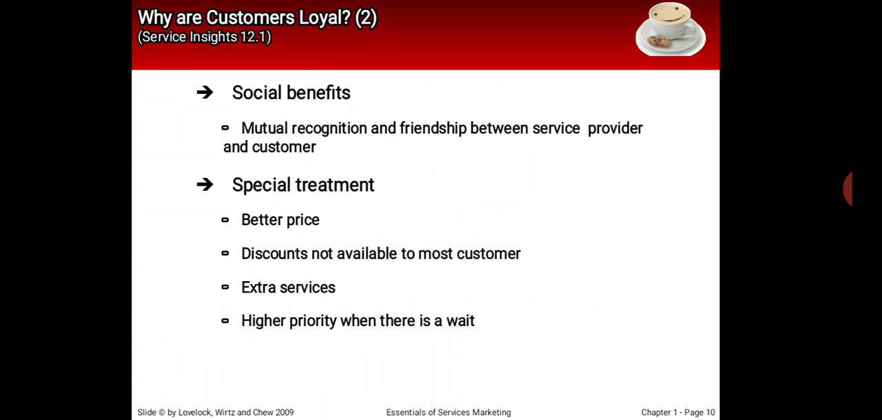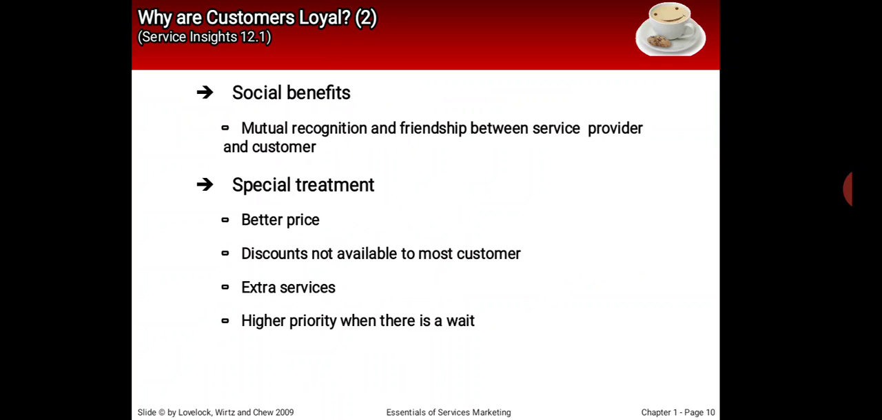Next, social benefit. If you are providing social benefit, then the customer is being loyal to you. That includes mutual recognition and friendship between service provider and customer. It means you try to manage a long term relationship with the customer. Then special treatment, like better pricing: if you are offering a discount not available to almost all customers, but providing it just to loyal customers.